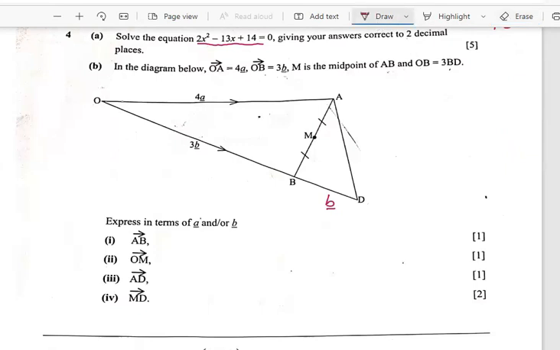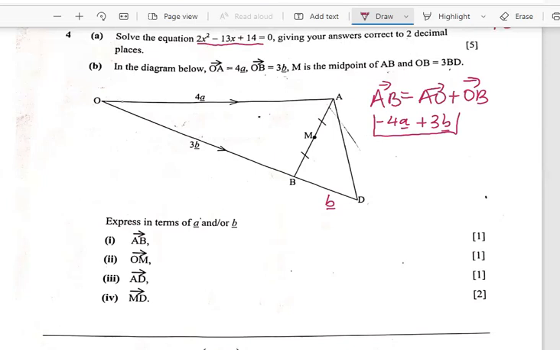Okay, so we can continue now. The first question that we are supposed to do here is to find AB, which is this one. So AB is equal to what? AO plus OB. AO, we are moving in the opposite direction, so it will be minus 4a, plus OB, which is 3b. This is the answer.